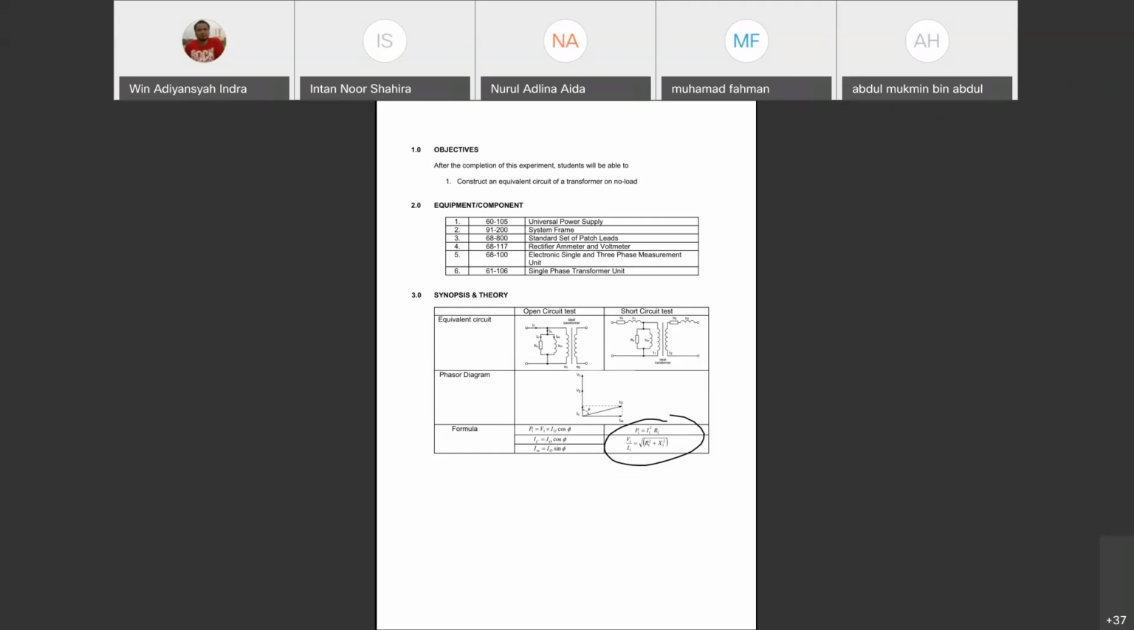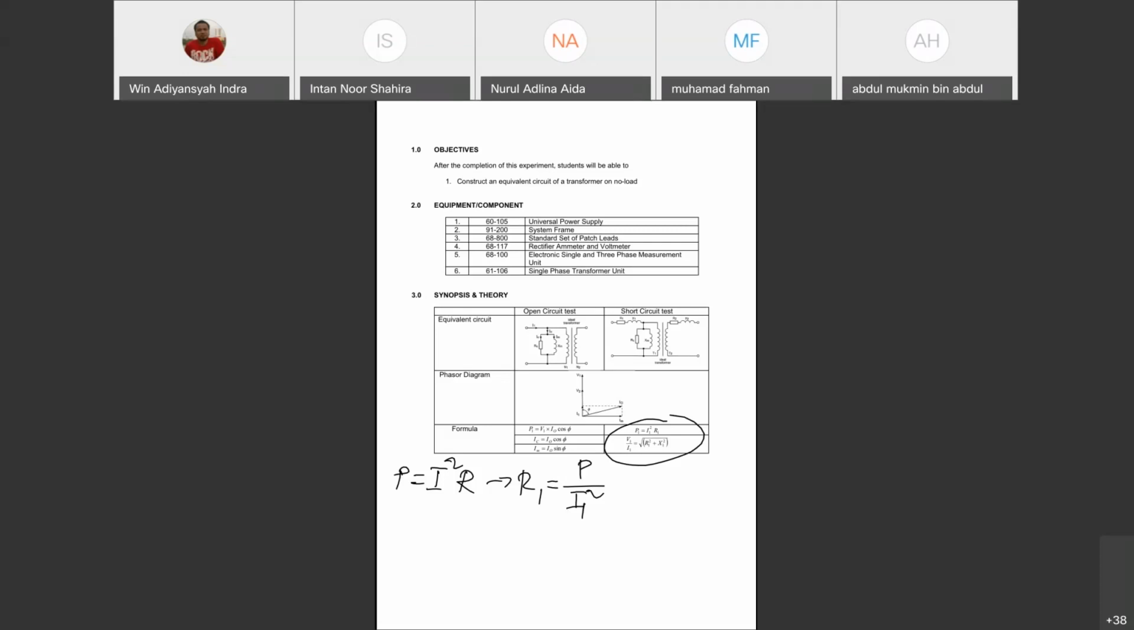How do you find R1 and X1? R1 is related to the power, because you also measure power there. So P equals I squared multiplied by R, right? So R1 equals P over I squared. P you get from the experiment, and also I. I here means I1, the primary current.